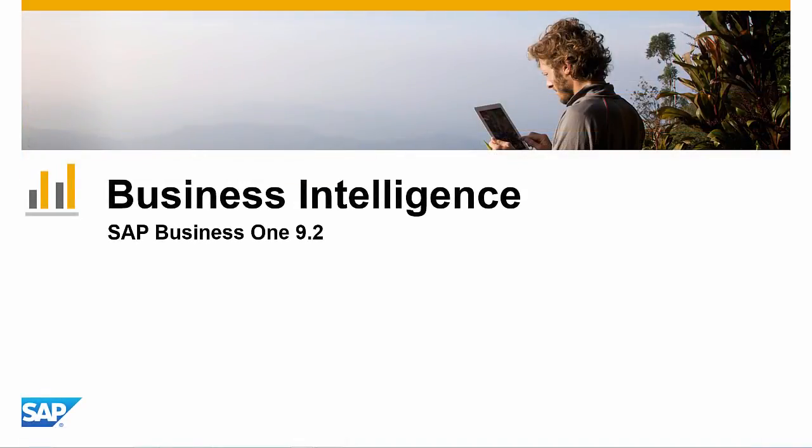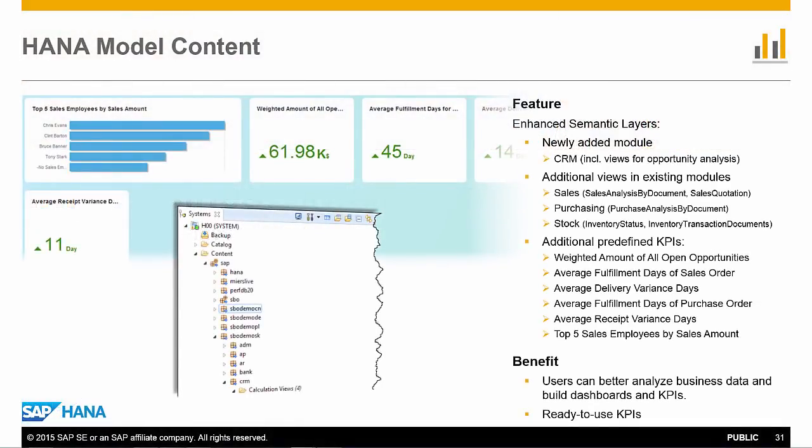I would now like to share with you a number of key tools for effective business intelligence in SAP Business One 9.2 version for SAP HANA. HANA model content has been enhanced, including new semantic layers. New HANA views for opportunities, sales quotations, sales analysis, purchase analysis, and inventory have been introduced. These views can now be used to analyze your business and create additional dashboards and KPIs. In addition, 6 new predefined KPIs have been delivered and can be used out of the box.